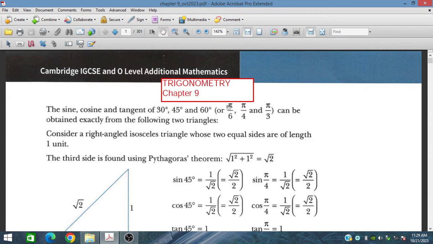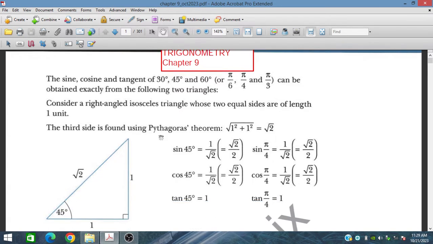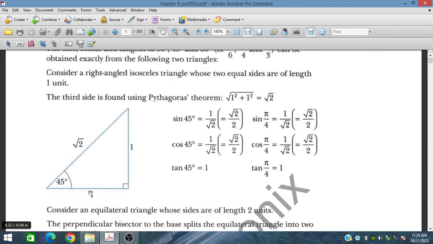So 30 degree is equivalent to pi by 6 because 180 degree is equal to pi. So 30 degree becomes pi by 6, 45 degree is pi by 4 and 60 degree is pi by 3. In an isosceles triangle, we have this unit 1 and unit 1, and the Pythagoras theorem gives 1 square plus 1 square is equal to this square. Take the square root and we get this value here. This is a right angle triangle with 45 degree and 90 degree.